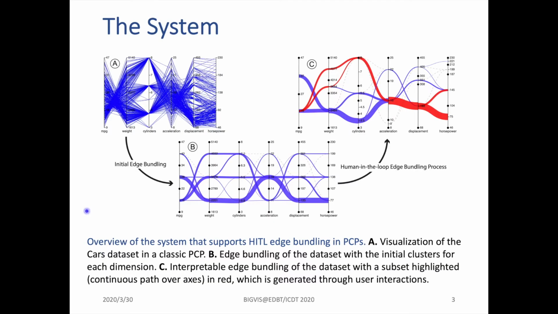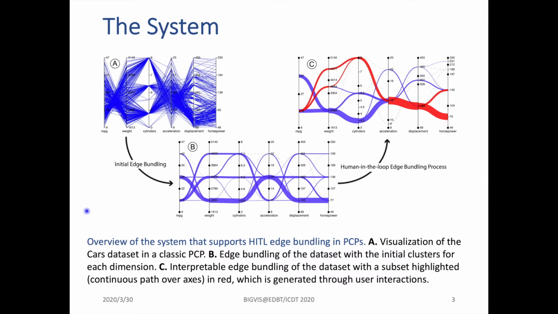This is an overview of our method. Figure A is a visualization of the course dataset in a classic parallel coordinates plot. Figure B is the initial edge bundling result. In Figure B, the black points on each axis are the control points, and between two control points it is a cluster. Figure C is the final interpretable visualization of the dataset. It is based on Figure B and generated through the real-time user interactions.